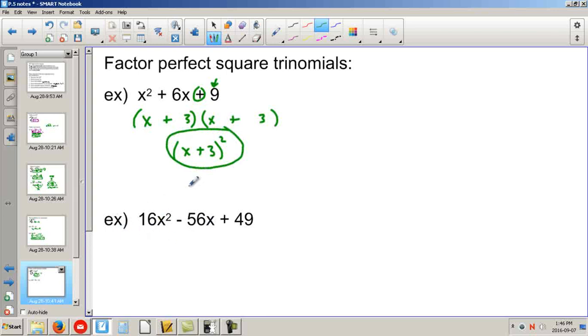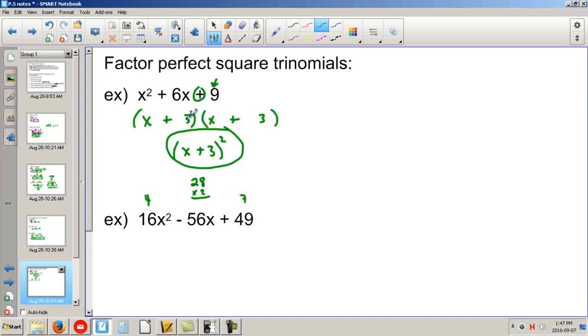Down here, the 16 has a square root. The 49 has a square root. Let's real quickly look at what they are. The square root of 16 is 4. The square root of 49 is 7. If I times those together, I would get 28. Guess what 28 times 2 is? It's 56. This is going to work.